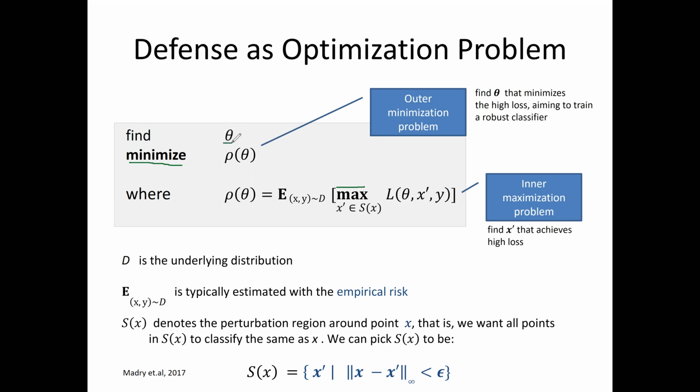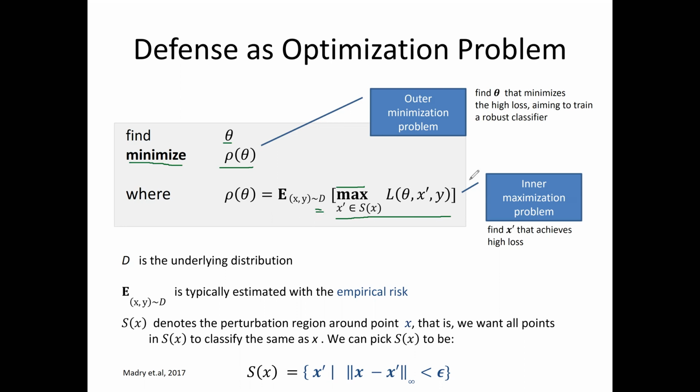So what this says is we want to find parameters theta, which you can think of as the weights of the neural network, which minimize this function. And this function is the expected value of this function over here, with respect to the underlying distribution D.